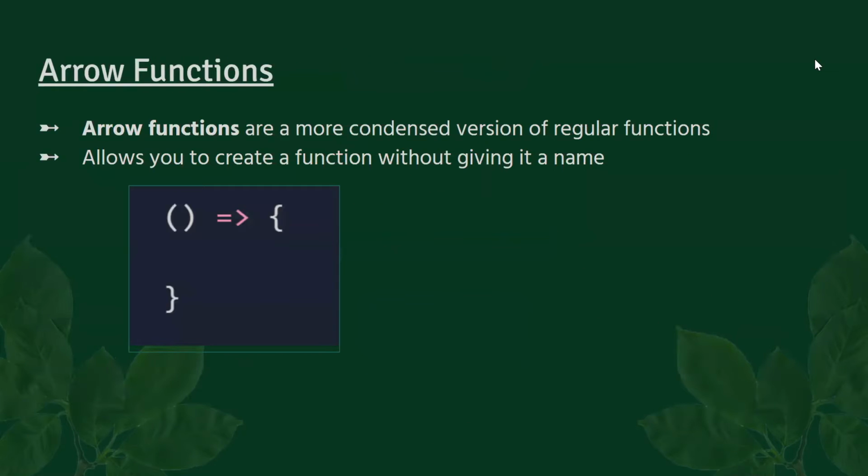Okay, arrow functions. Arrow functions are a more condensed version of regular functions. They allow you to create a function without giving it a name. So we had a little bit of a meeting on arrow functions. I don't like this. So this tells me literally nothing about what an arrow function is. So arrow functions can act as, not accelerators, but it just condenses the regular function code down.